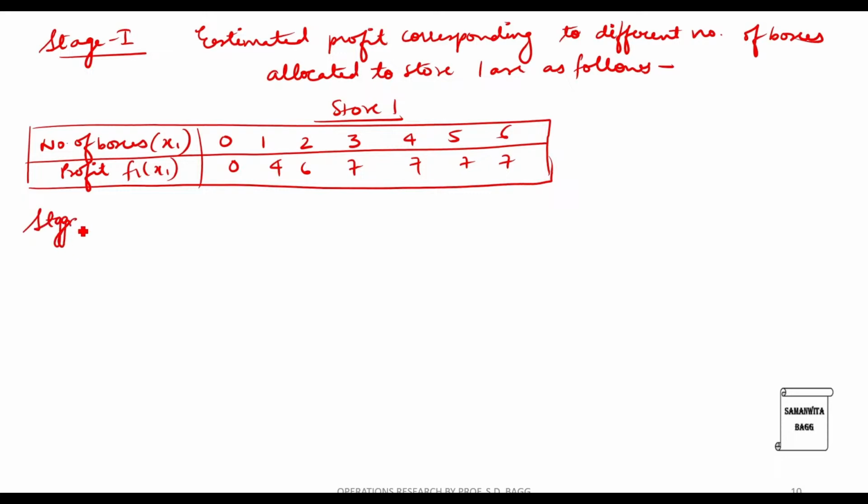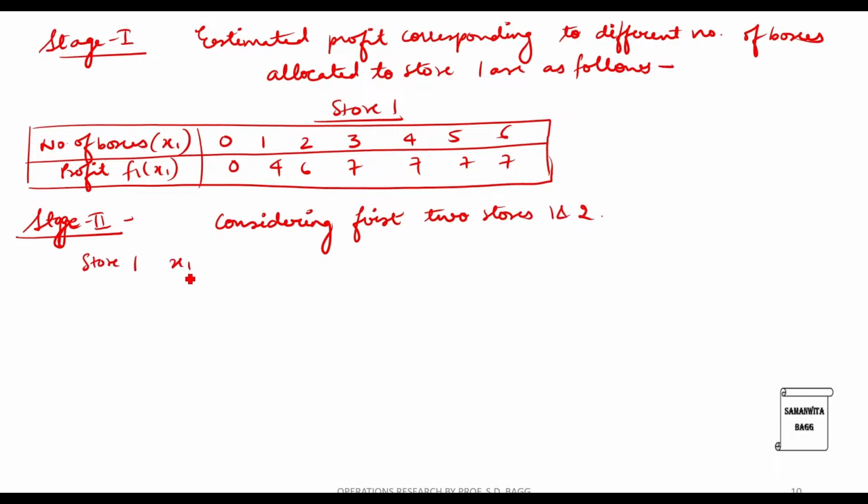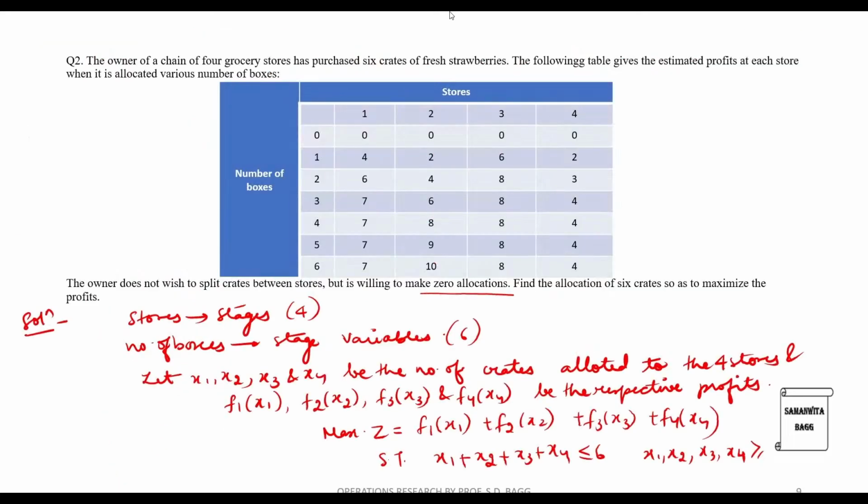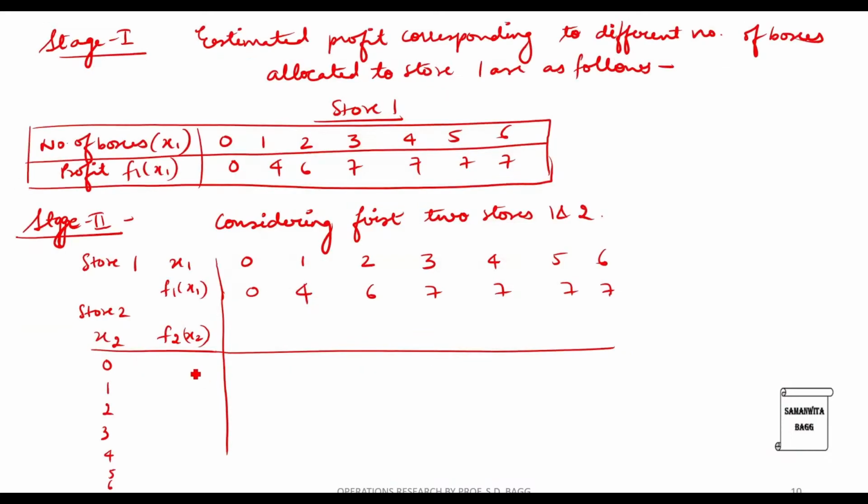Now I'll go to stage 2. Now I'll consider the first 2 stores. I will write down store 1. Value is x1 and f1 x1. These 2 values we need to write down. Then we will talk about store 2. The value is x2 and f2 x2. These values are from here, which I just wrote. Here again I'll write down 0, 1, 2, 3, 4, 5, 6, and f2 x2 is the value from here, 0, 2, 4, 6. So this is 0, 2, 4, 6, 8, 9 and 10.